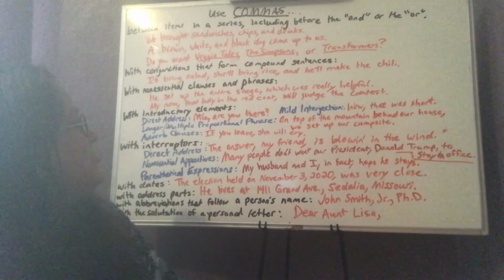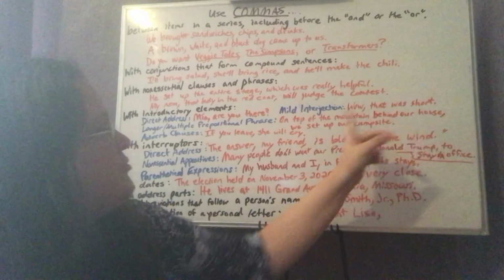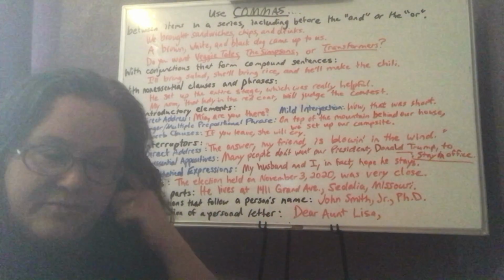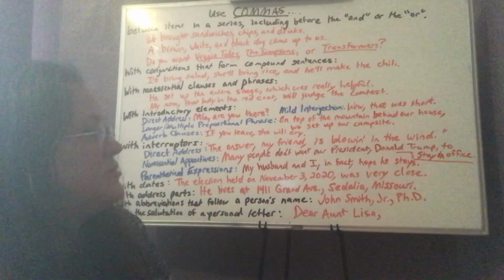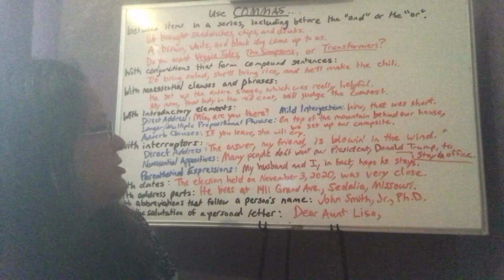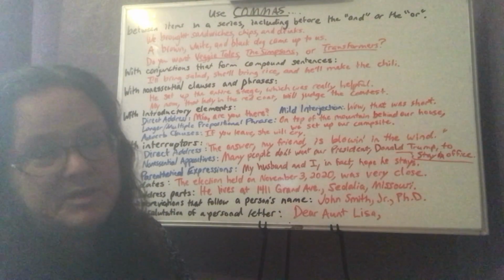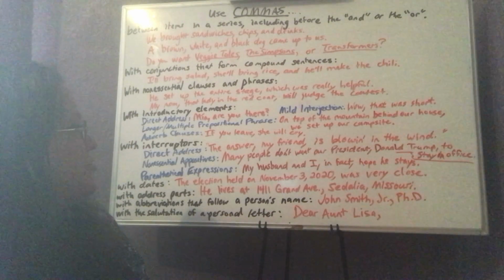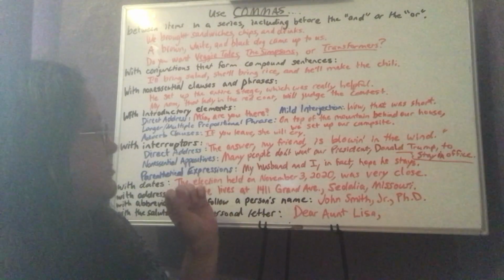Longer multiple prepositional phrase. So this one says, "On top of the mountain behind our house, we set up our campsite." So that's kind of a long prepositional phrase, and in this case, it's made up of three different prepositional phrases put together. So we do need a comma after that group of prepositional phrases. We do not need commas between the prepositional phrases, just between the prepositional phrase and the rest of the sentence.